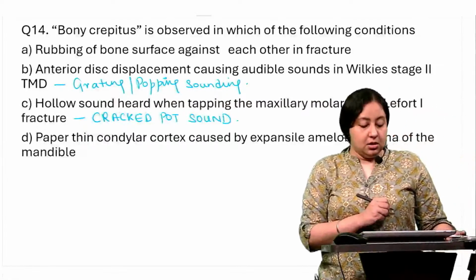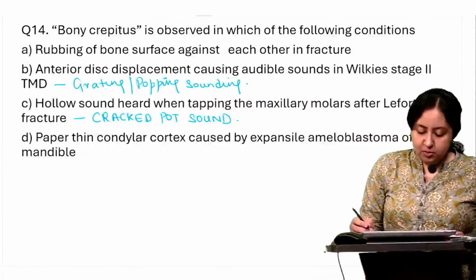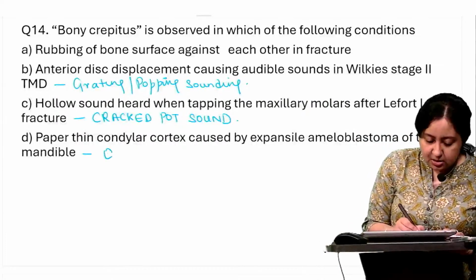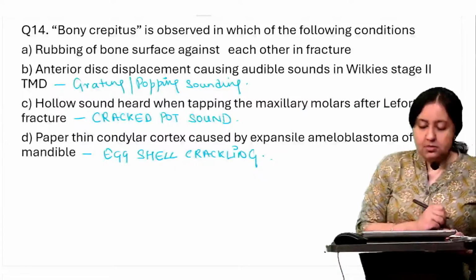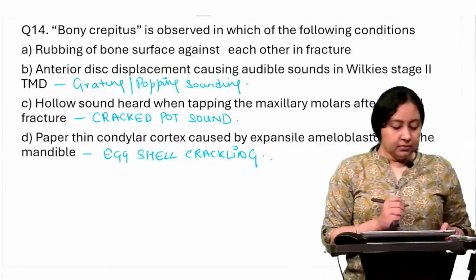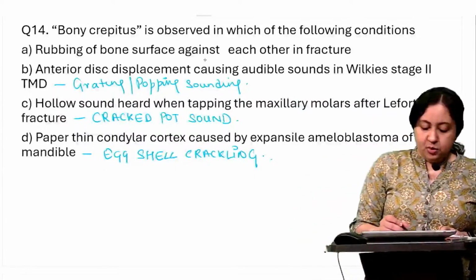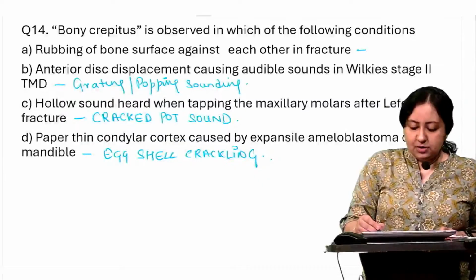Paper thin cortex caused by expansile ameloblastoma of the mandible is egg shell crackling. Okay. Now, rubbing of bone surface against each other in fracture.